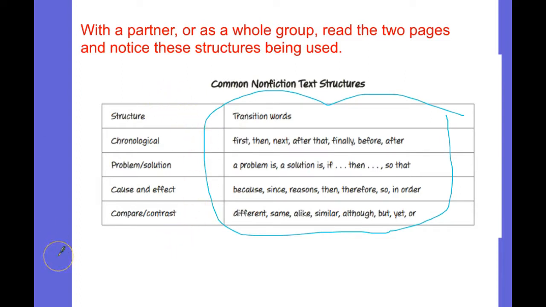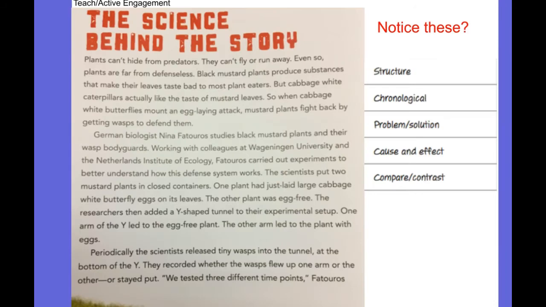And you might have to go back and forth a little bit in the video. So you can look at this chart again if you need to. So you're going to practice your fast forward rewind skills maybe. So let's look at this story, the science behind the story. And over here are listed those different structures. And as we go through, I want you to read this, and I want you to think about, is there one common structure all the way through, or does it change?